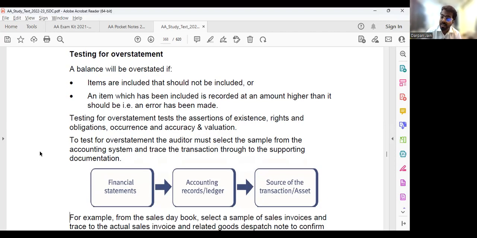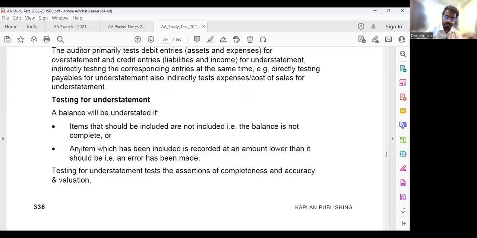Testing for completeness means testing whether the financial statements are understated. Testing whether the fixed assets are understated. Correct? Okay, so let's read.